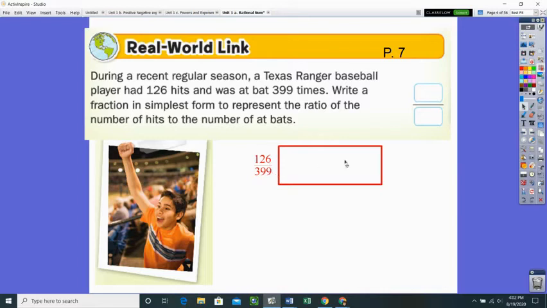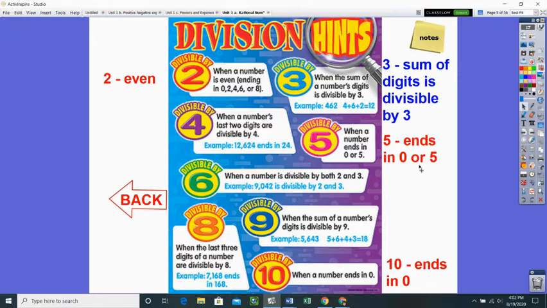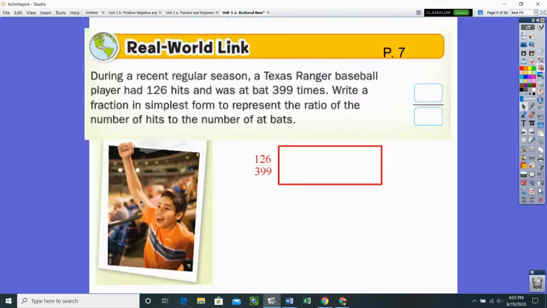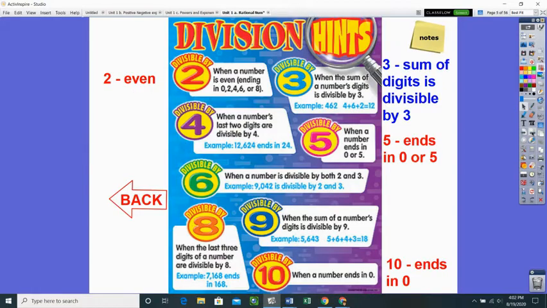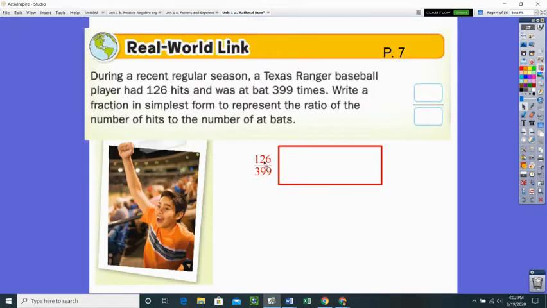These are not ending in 0, so we're not dividing by 10. The next thing I want you to look at is the 5. Do your numerator and denominator both end in either a 0 or a 5? Since that's not the case here, we're not divisible by 5. The next one I actually look for is even. Are both numbers even like we just did a second ago? Well, the 126 is, but the 399 isn't. So we cannot divide by 2.